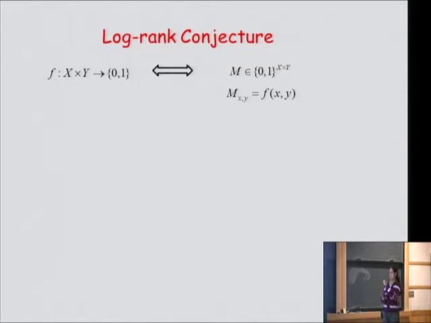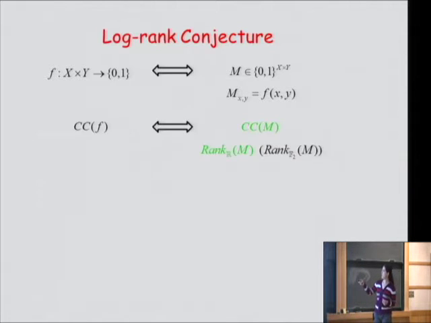Sometimes it's convenient to associate with every such function f a 0-1 matrix M, whose rows are indexed by the elements of X and whose columns are indexed by the elements of Y, where the xy entry of M equals f(x,y). We define the communication complexity of a matrix M as the communication complexity of the associated function f. We also denote by rank(M) the rank of the matrix M over the reals. We will sometimes also consider the rank of M over F2.